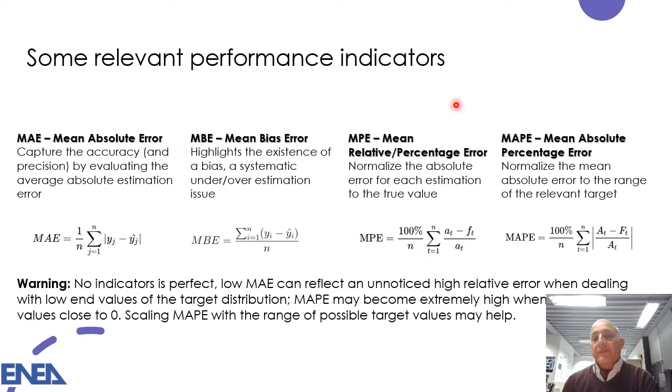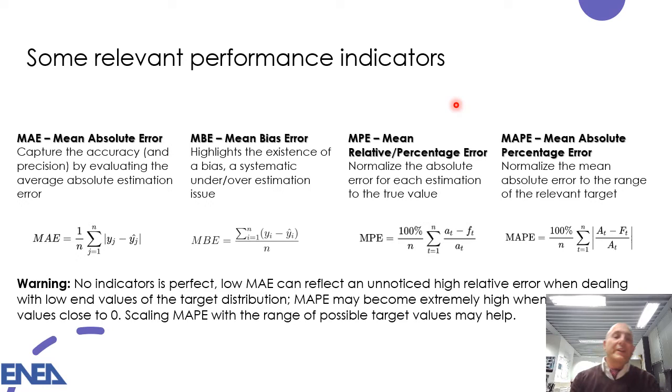Then you can find the mean relative, or sometimes referred to as mean percentage error, which normalizes the absolute error for each estimation to the true value, and then outputs a percentage of error that is outputted by the sensors on average on its estimation. There you will see the MAPE, which is the mean absolute percentage error, which is slightly different. It normalizes the mean absolute error to the range of the relevant target.